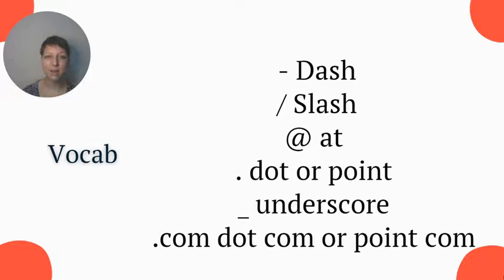All right, now let's talk about vocabulary for emails. So when someone asks you what your email is, or if you must ask someone else what their email is, they might use these vocabulary words: dash, slash, at, dot, or point for British English, underscore, .com. Most frequently you will hear .com. Okay.